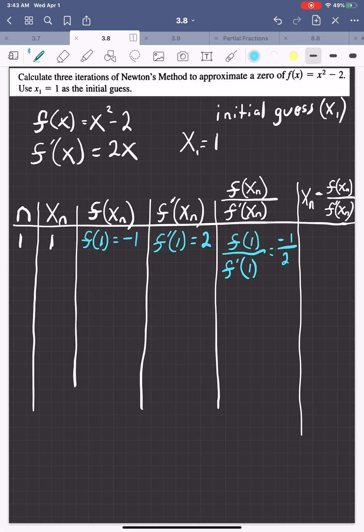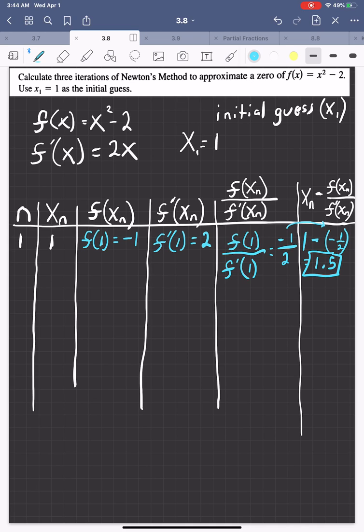So ready? Let's go ahead and do this. So what is x sub n in this problem? It's 1. So 1 minus what? Well, what is f of 1 divided by f prime of 1? Well, it was negative 1/2. So you see how we're just taking this result and bringing it here. So that ends up being 1.5. So that is your first iteration.